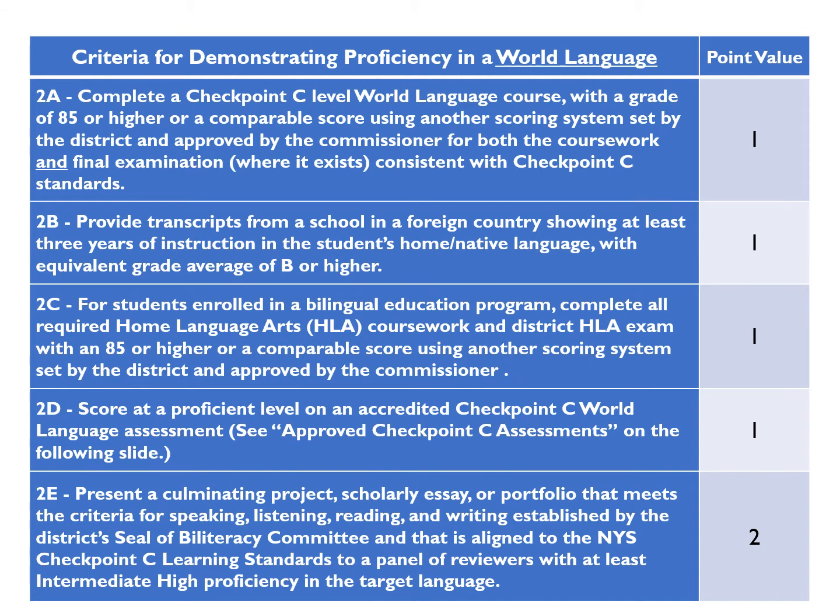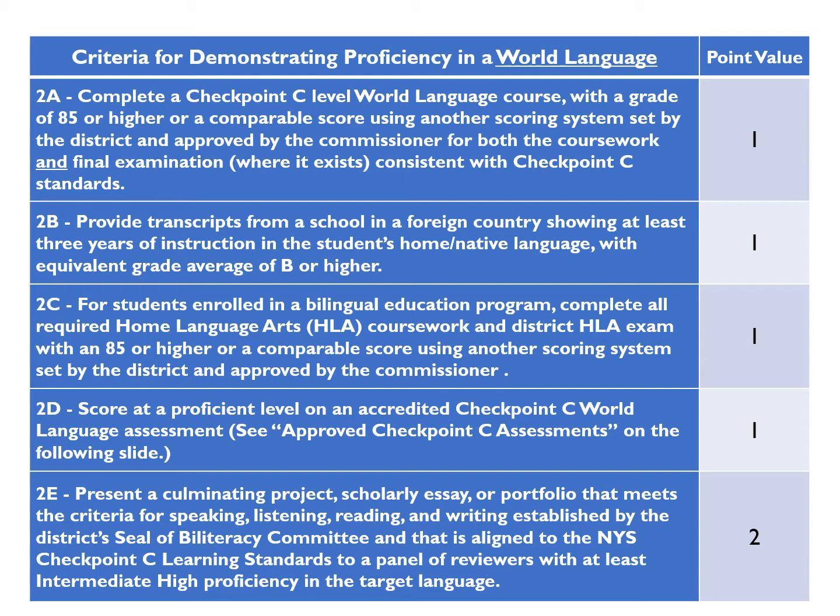Here is the point matrix for world languages. Students must earn a total of 3 points using any combination of the criteria shown on this page. Each criterion is listed with its corresponding point value. 2A. Students may complete a Checkpoint C level world language course with a grade of 85 or higher. This Checkpoint C course may be a 1-year or a 2-year course sequence.